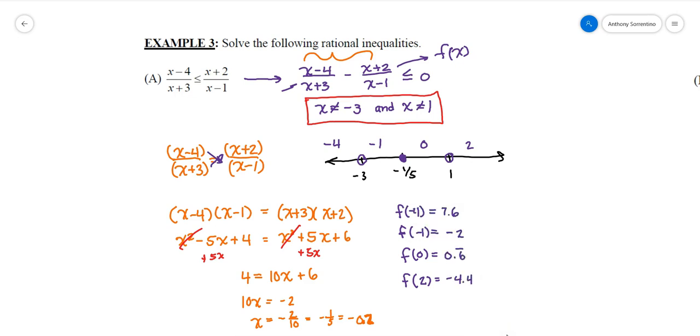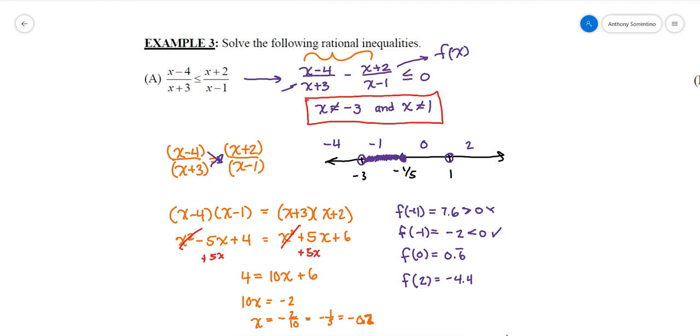So these are the values I get whenever I substitute the numbers I've chosen for my subintervals into the function f of x, which is the one I have set to 0. And when I look at this, f of negative 4 produces 7.6, which is greater than 0, positive. And obviously that's not what I want. I want negative, so no. F of negative 1 is negative 2, which is less than 0. It is negative, so I want this one. So negative 1 works. It makes f of x less than or equal to 0. And so I'm going to shade this region in.